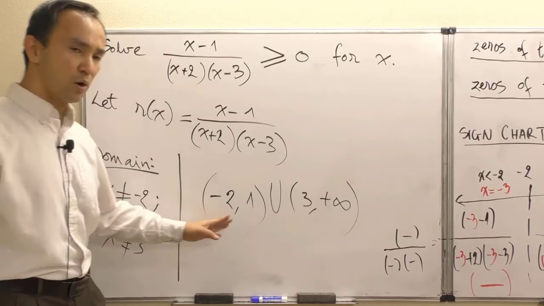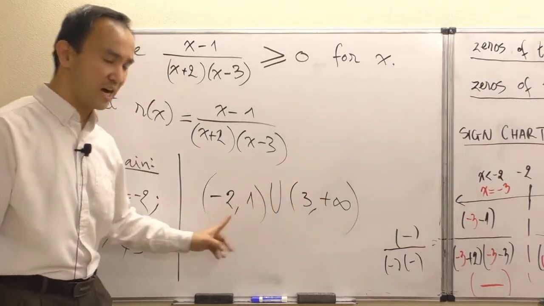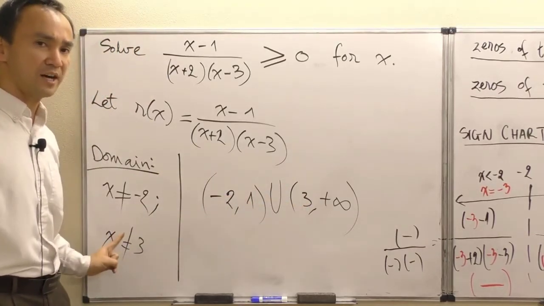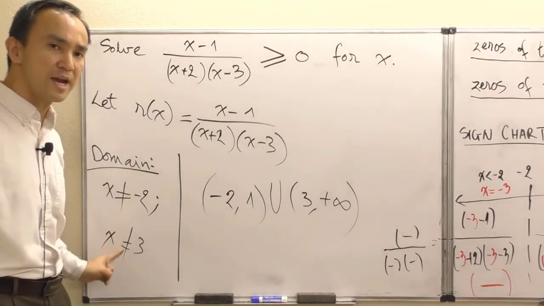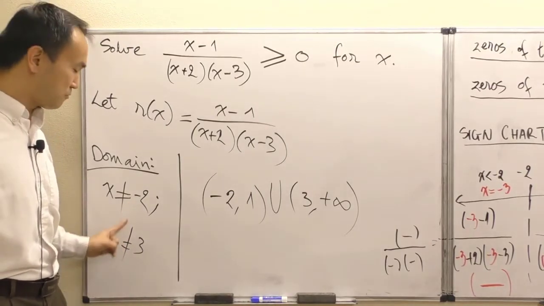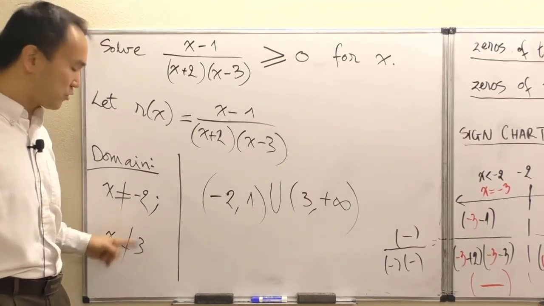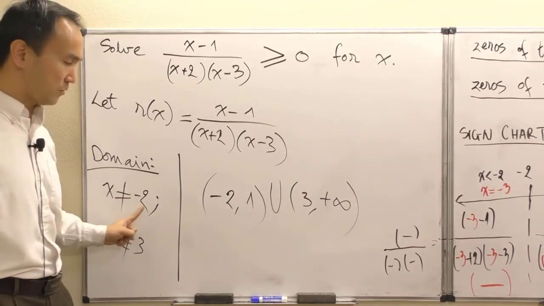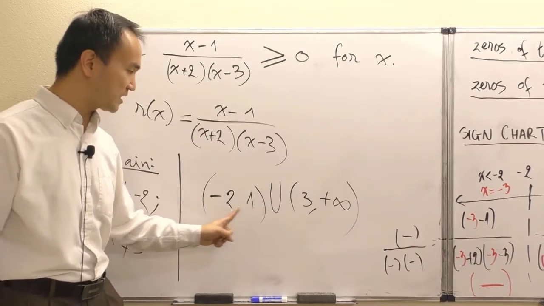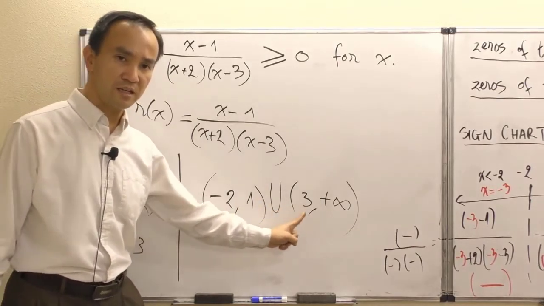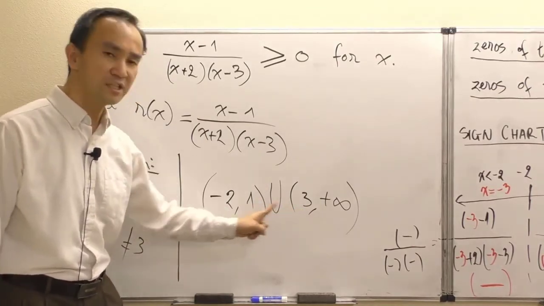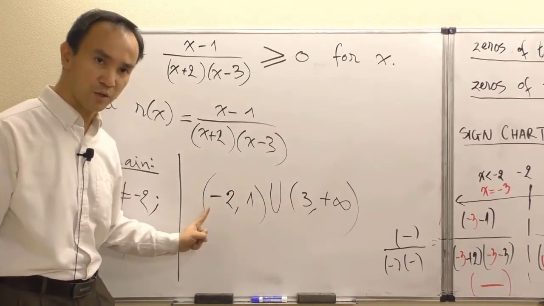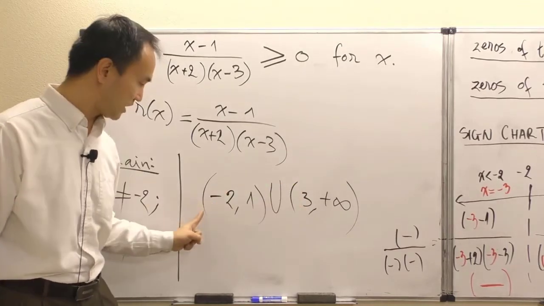But now, in order to decide, we need to go side by side with the domain listed here. The domain is excluding these values, 3 and -2, and those are here. So these guys should never be brackets. They're good where they are with parentheses. So these 2 are good.